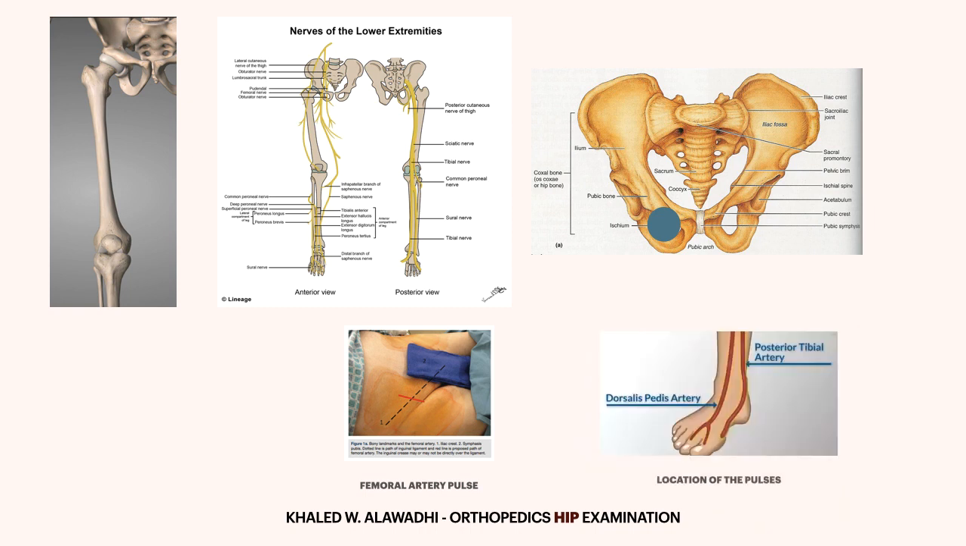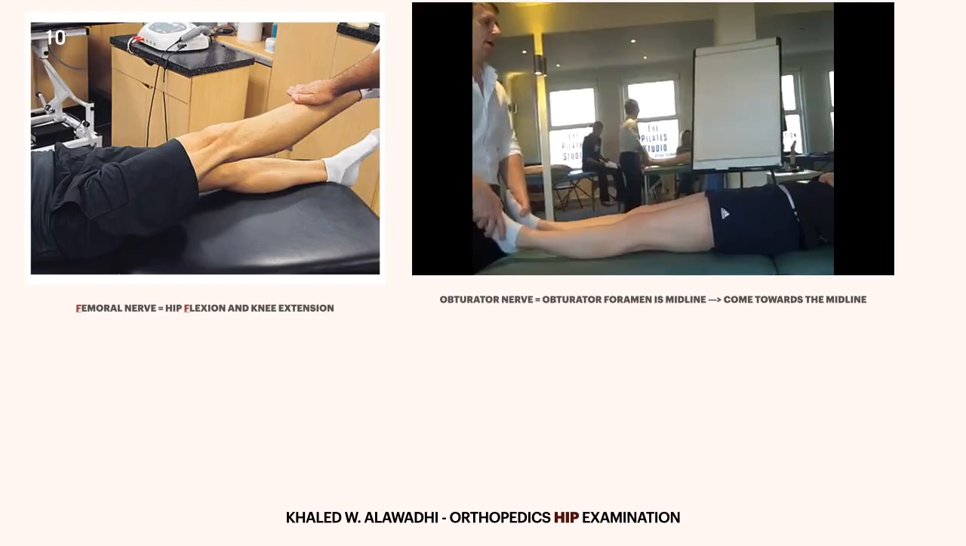Finally, this is how you examine the dorsalis pedis artery and the posterior tibial artery locations. This is how you do a hip flexion and knee extension. You ask the patient to lift his leg for the femoral nerve. This is for the obturator nerve. This is a video, I'll show it.